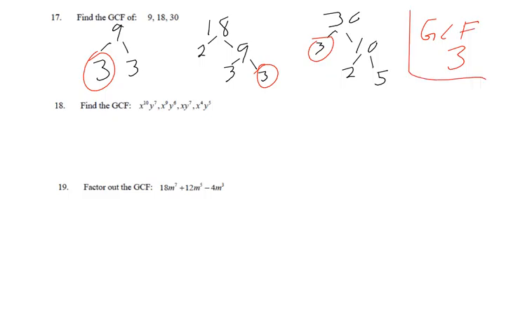When dealing with letters like x and y, the greatest factor is going to be the smallest power. So for x's, the smallest power is right here, x. For y's, the smallest power here is 5. That's it, x y^5.